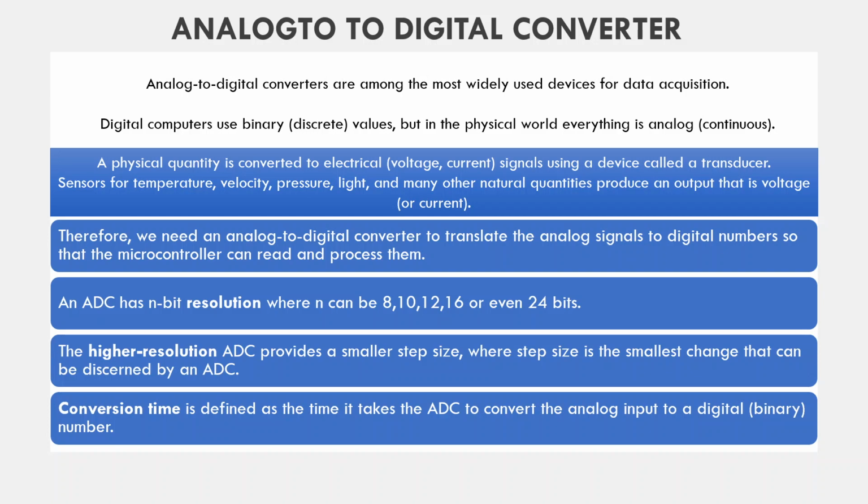To select the ADC, we need to concentrate on the bits of the ADC, meaning the resolution of the ADC. As the resolution of the ADC increases, the step size decreases, and the ADC becomes sensitive to minor changes in the input signal. The next parameter is the conversion time. The conversion time is generally mentioned in terms of samples per second, and its selection depends on the Nyquist criteria.